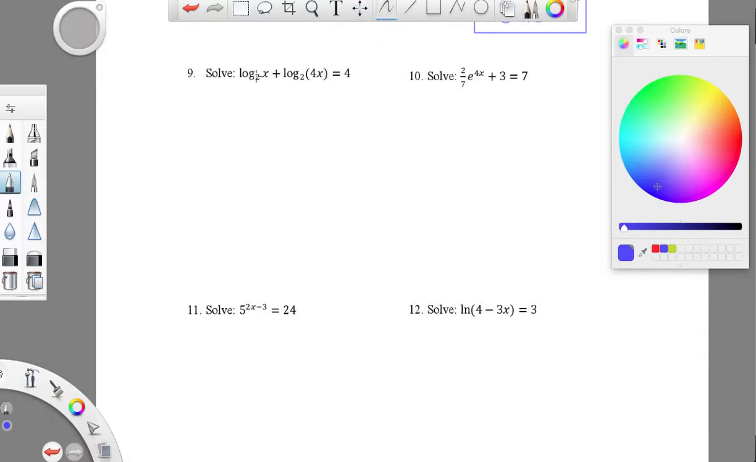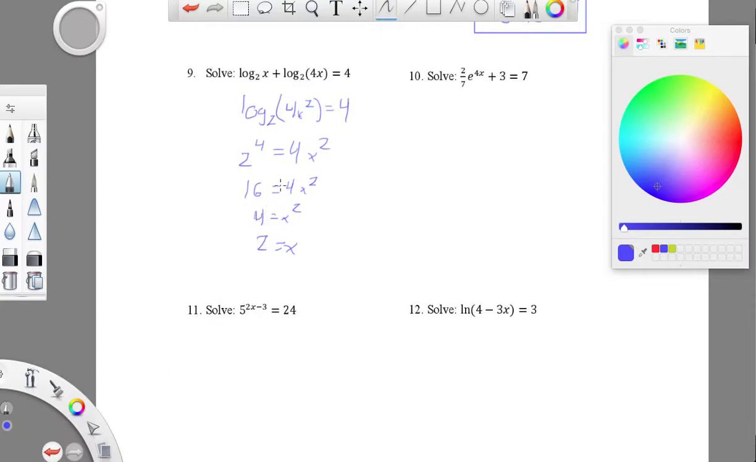Here I have a logarithm, so I know I need to rewrite this as an exponential. However, I cannot rewrite it as an exponential until I combine these logs. So I do that using the product property, both begin with a P. x times 4x is going to be 4x squared equals 4. Now I can rewrite this as an exponential. So my base is 2, the other side is 4, so I get 2 to the 4th is equal to 4x squared. That's 16 equals 4x squared. 4 is equal to x squared, so x is equal to 2.